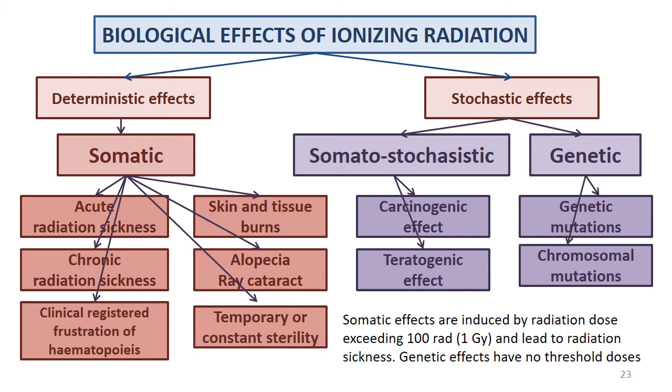Deterministic effects may be somatic, including acute radiation sickness, chronic radiation sickness, clinically registered frustration of hematopoiesis, skin and tissue burns, alopecia, ray cataract, temporary or constant sterility. Stochastic effects may be somatostochastic and genetic. Somatostochastic effects include carcinogenic effect and teratogenic effect, and genetic effect includes genetic mutations and chromosomal mutations.